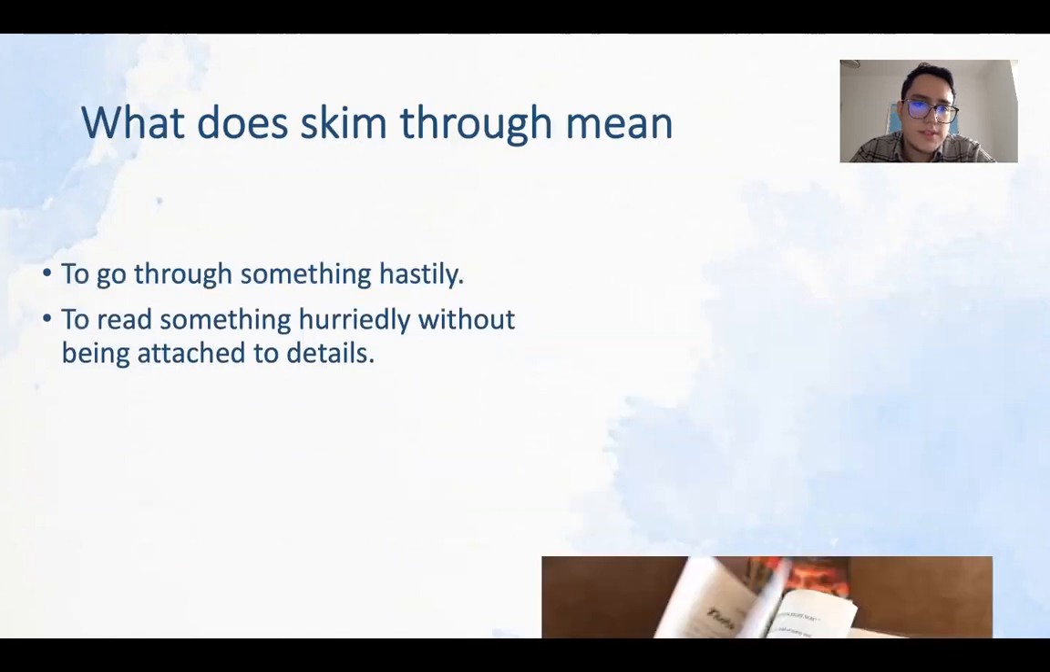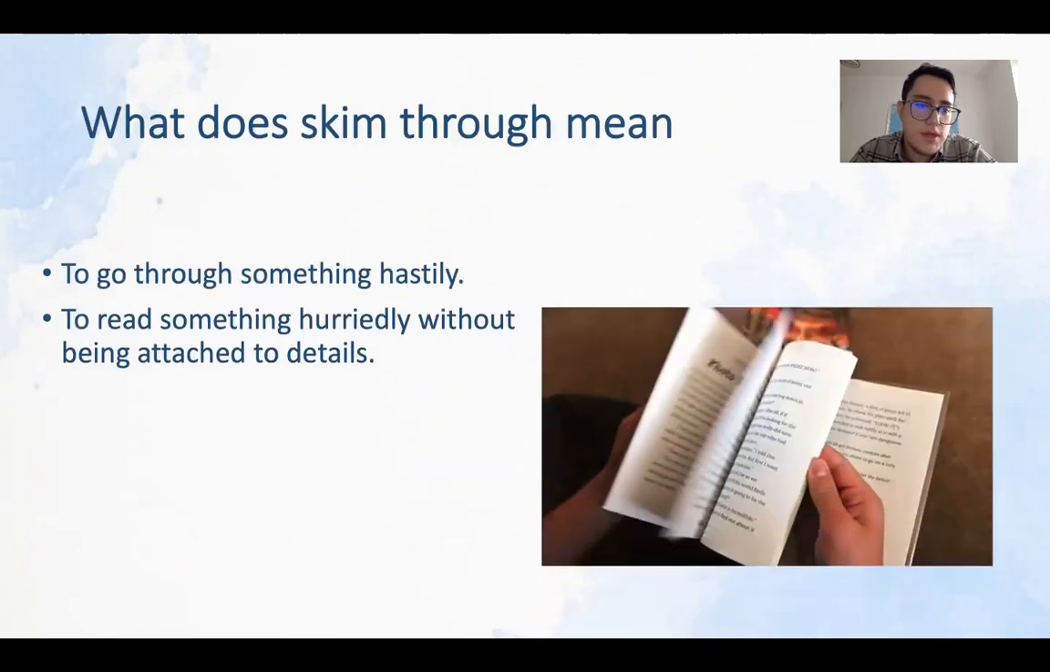So what does skim through mean? Skim through is to go through something hastily. Hastily means very fast, or like have a quick look. To read something in a hurry and without being attached to details. So you just go through it very fast, have a look at the name, at the website, at details like that.